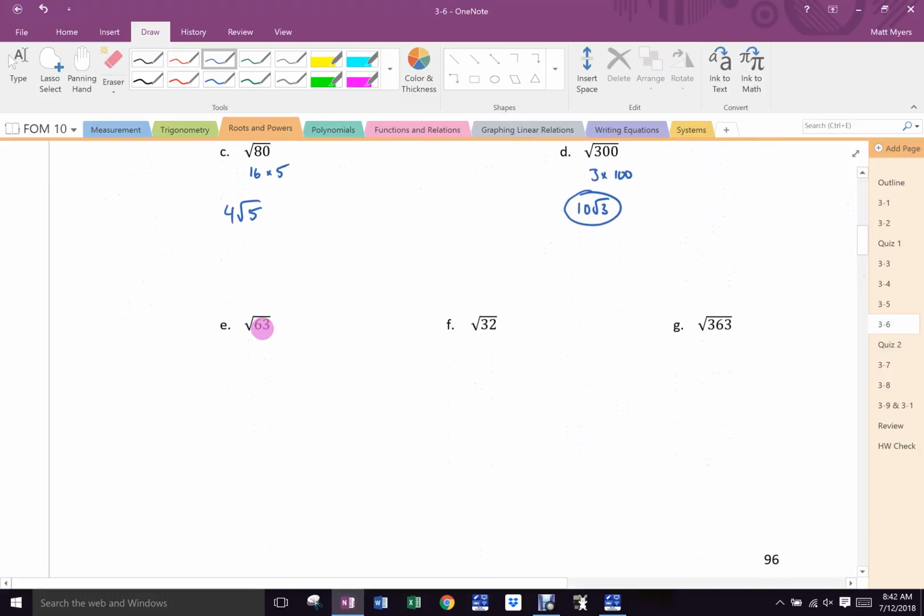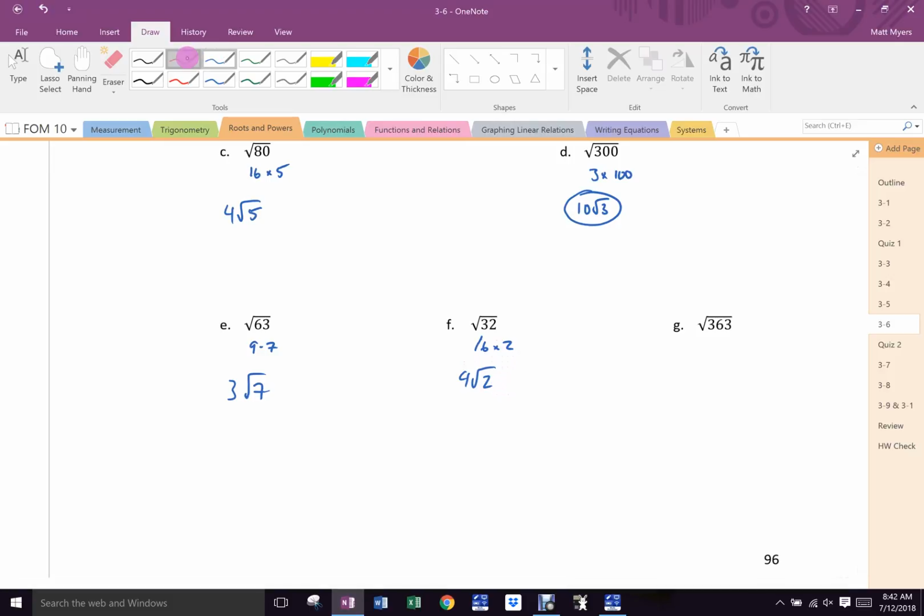What's this guy? What's the shortcut, or what's the factor tree? 9 times 7. So what's coming out? 3 root 7. What's this guy? 16 times 2, right? So what's coming out? 4 root 2.